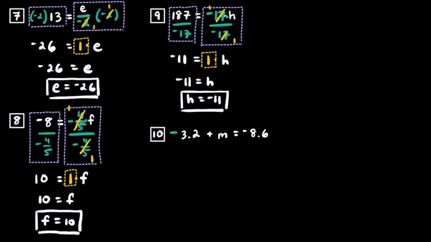So to solve for m, we're going to have to isolate it and get rid of this negative 3.2 that's on the same side of it. Now, we can use the addition property of equality and add a positive 3.2 to both sides of the equation so that we can isolate the m.